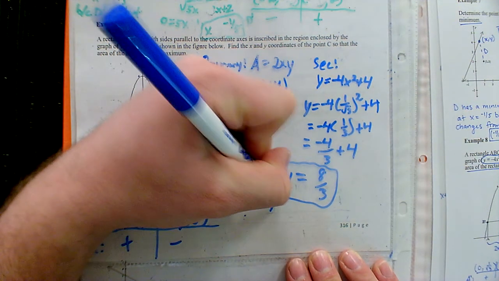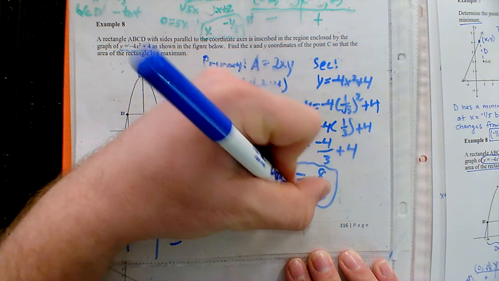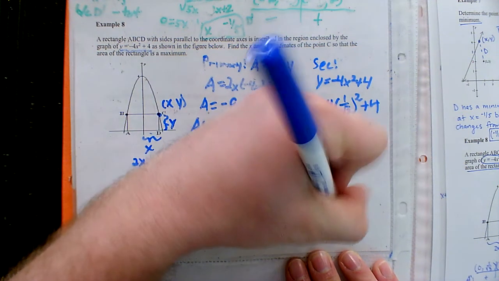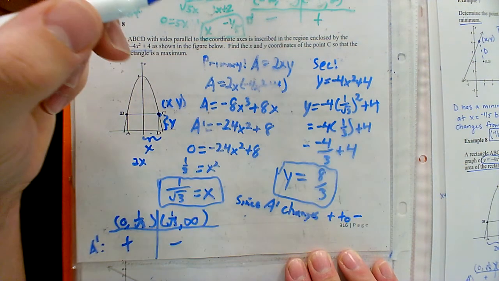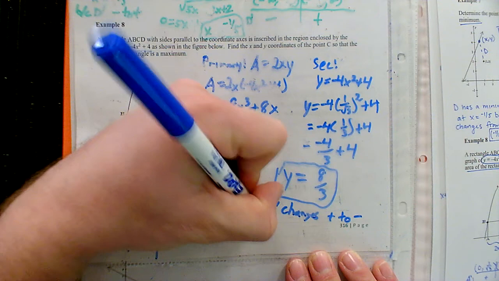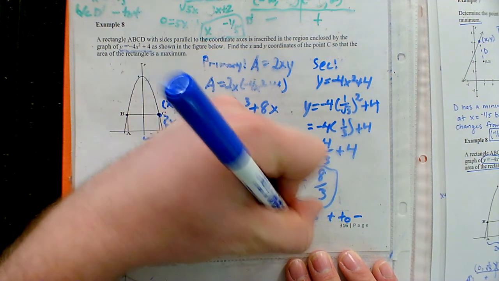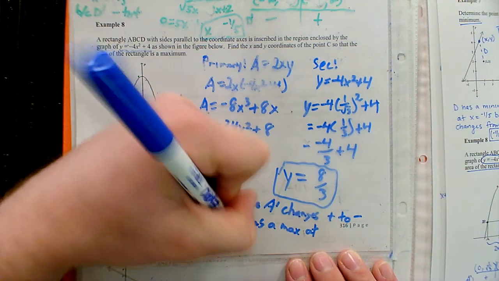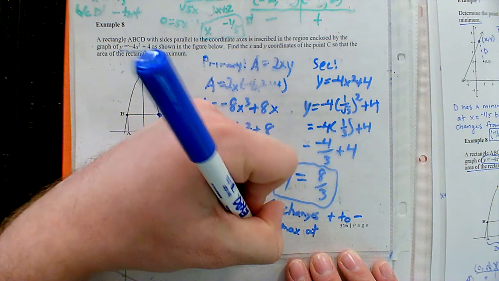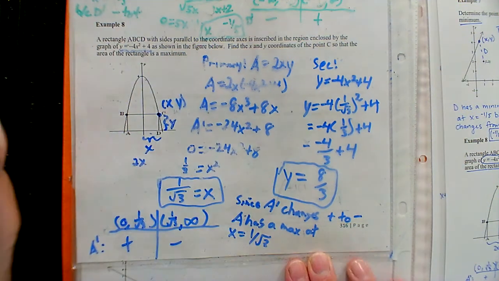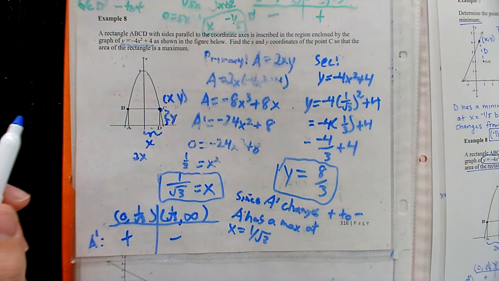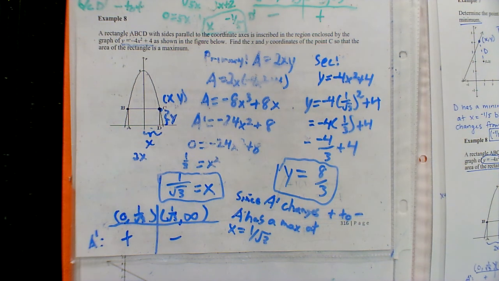Since A prime changes positive to negative, A has a max at x equals 1 over the square root of 3. Then again, make sure your x and y answers are circled, and then you could write the coordinate pair 1 over the square root of 3, comma 8/3. That's your final answer. They wanted that point, so you can write your coordinate pair.